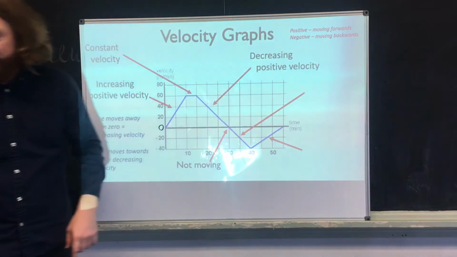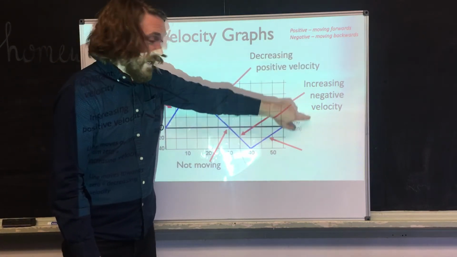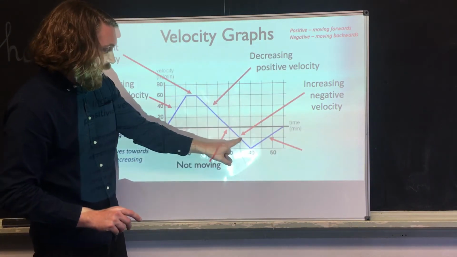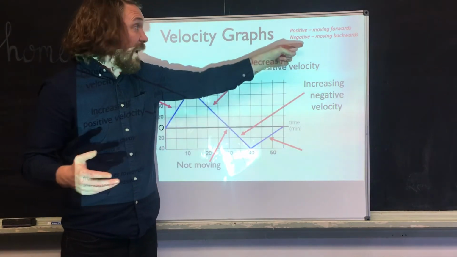From here, we're going from 0 down to -40 meters per second. We're speeding up in the negative direction. This is an increasing negative velocity. It's moving away from 0, but it's negative, which means we're just moving backwards.